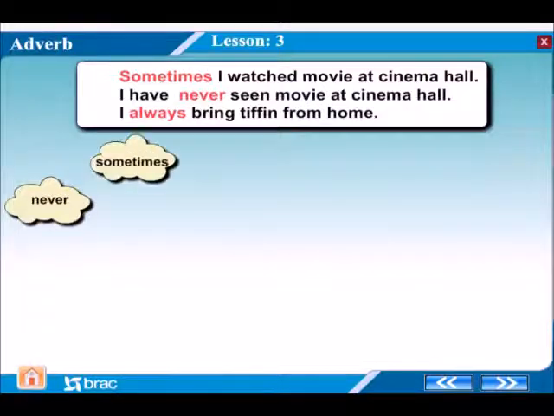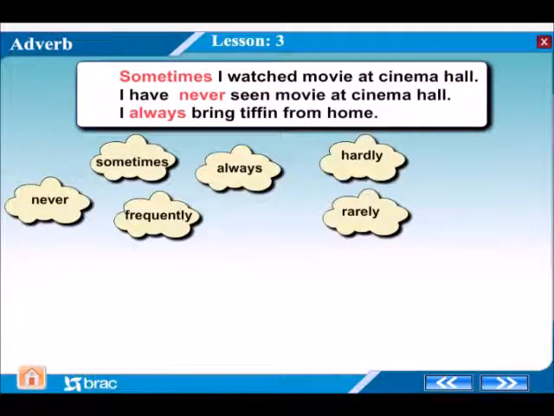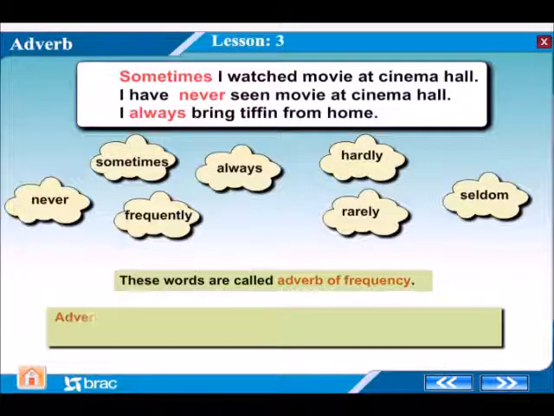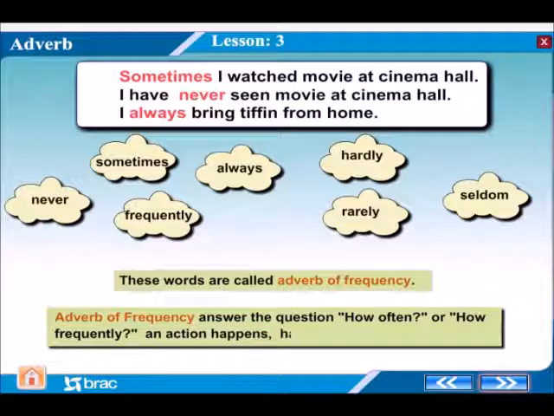Never, sometimes, always, frequently, rarely, hardly, seldom. These words are called adverbs of frequency. Adverbs of frequency answer the question how often or how frequently an action happens, happened, or will happen.